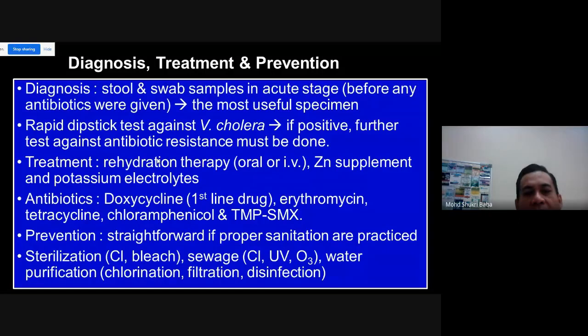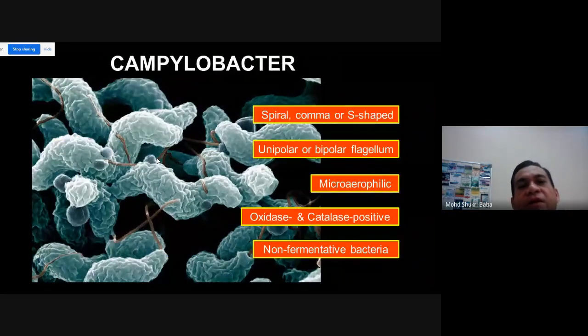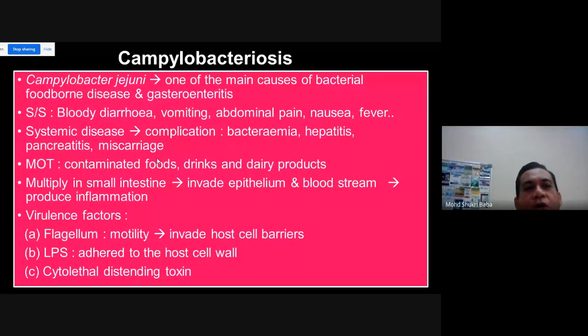Okay. And then water purification processes such as chlorination, filtration, and also disinfection. All right. The second bacteria is Campylobacter. So there is one special species that can lead to Campylobacteriosis, which is Campylobacter jejuni. Campylobacter jejuni is the main cause of bacterial foodborne disease and gastroenteritis.